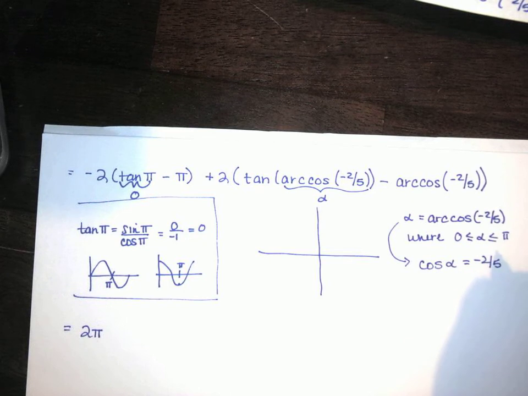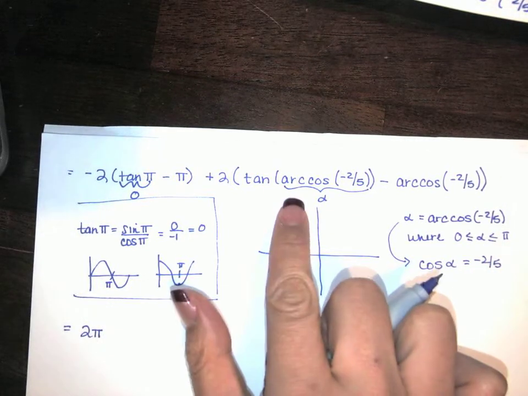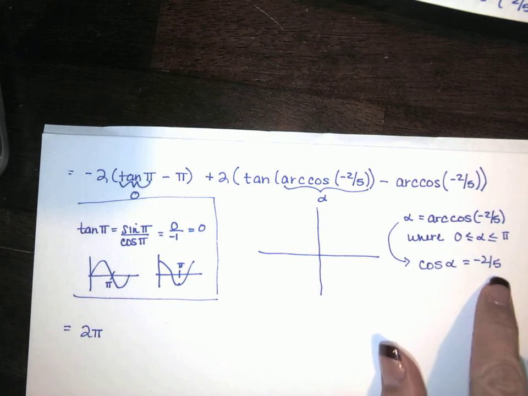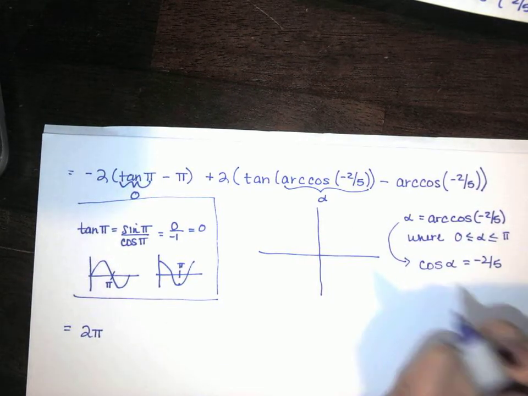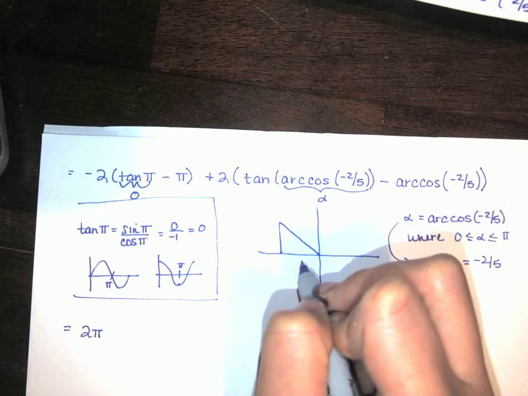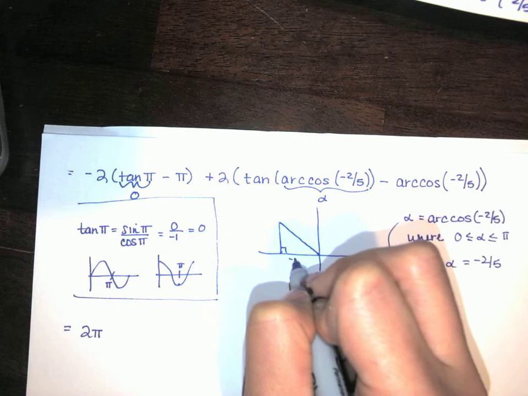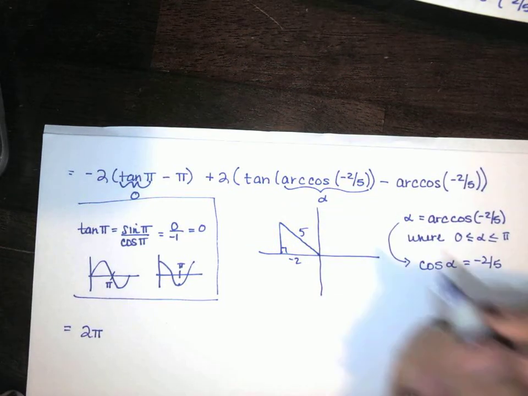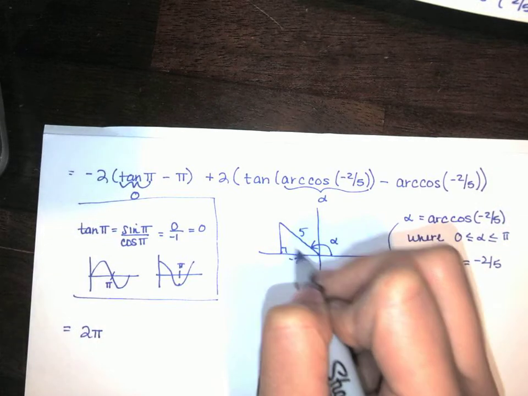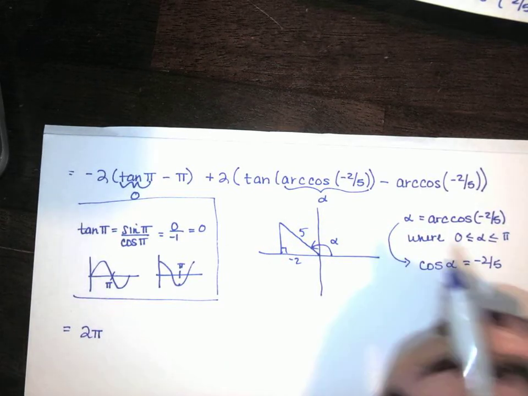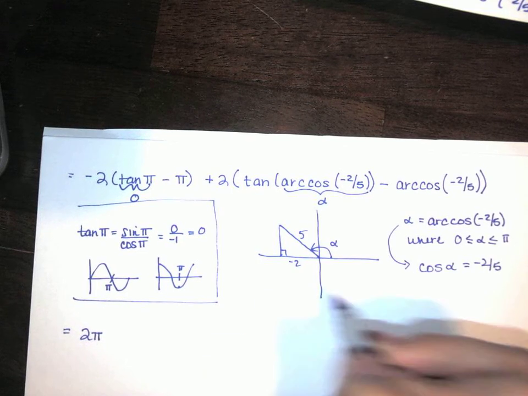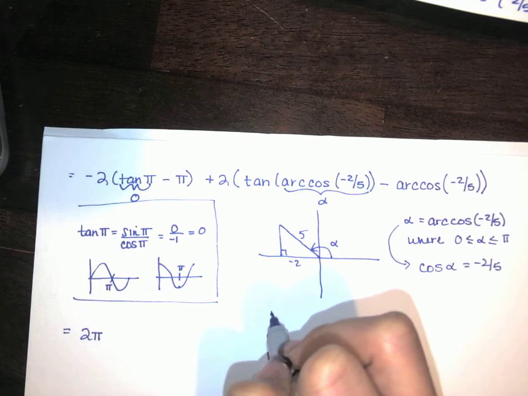I'm just trying to figure out what the tangent of alpha would be, because that's what I've got right here. Well, if cosine of alpha is negative 2 over 5, that means I'm going to be over here, where x is negative. Maybe my hypotenuse is 5. That's alpha. Question is, what's the tangent of that angle? To figure that out, I just need the third side of the triangle. Let's call that y.